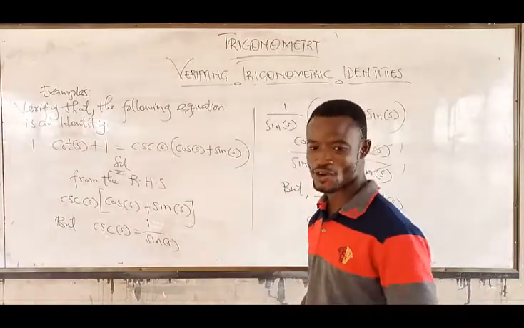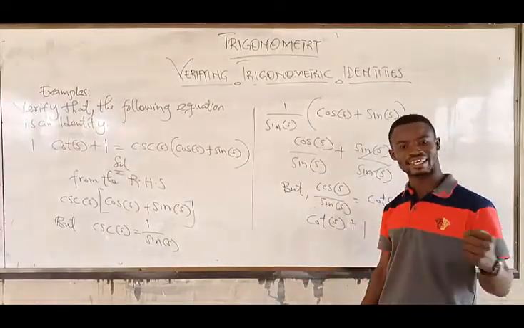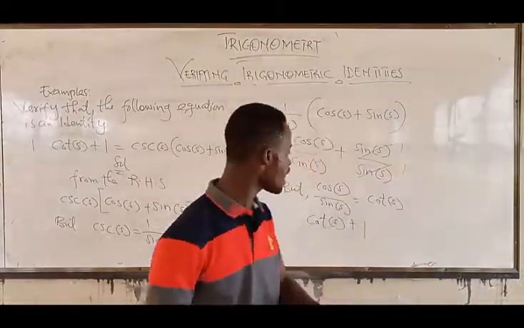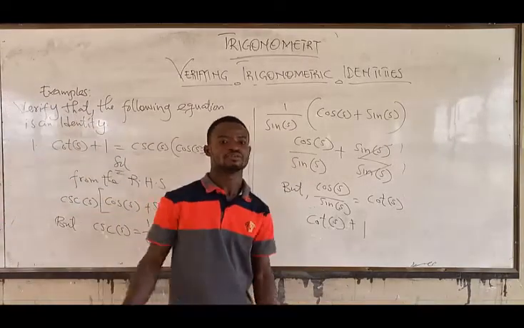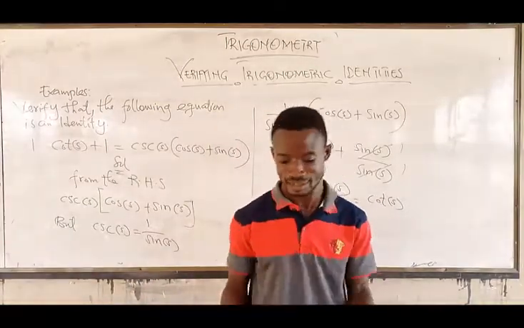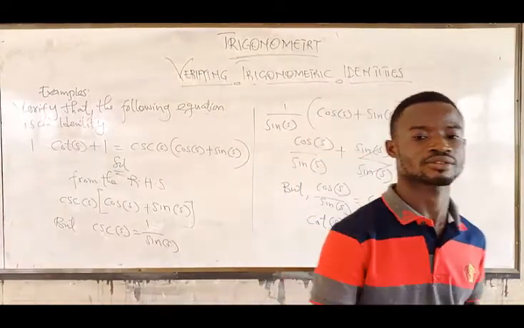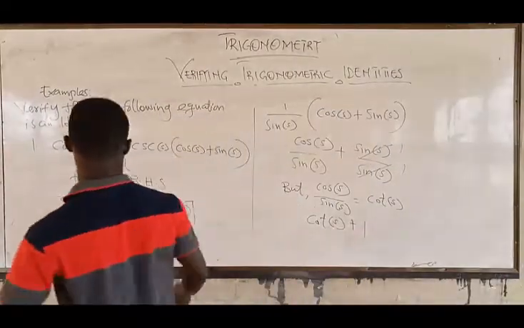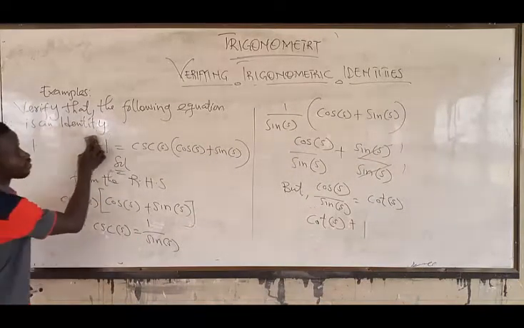Alright. Therefore, we can conclude that the given equation is an identity, saying the right hand side is equal to the left hand side. Conclusion: the left hand side is the same as the right hand side, so we can say that it's an identity. Very good. Let's move on to the second question.